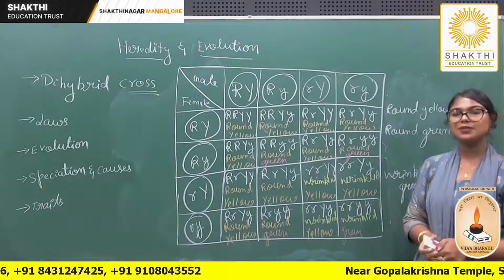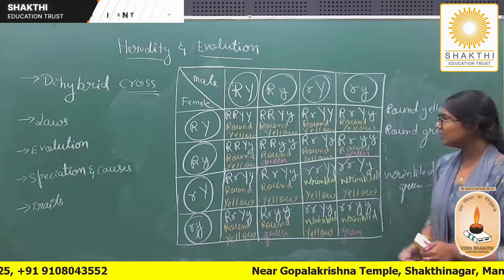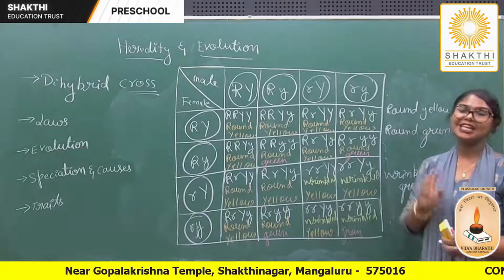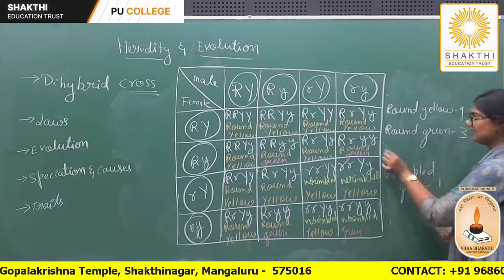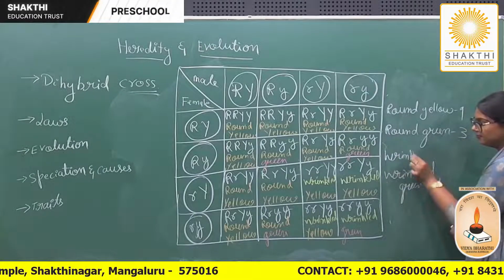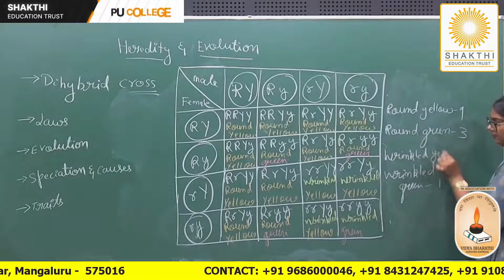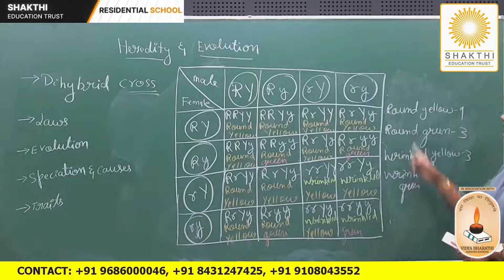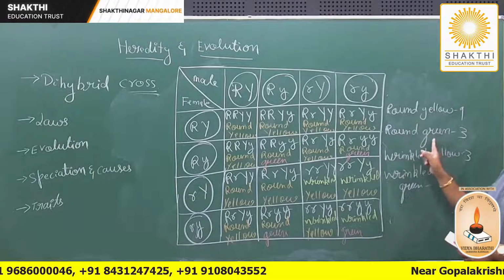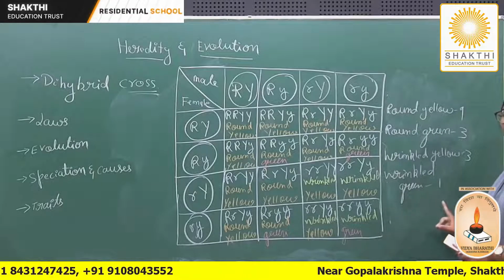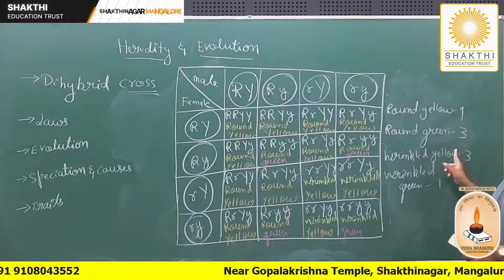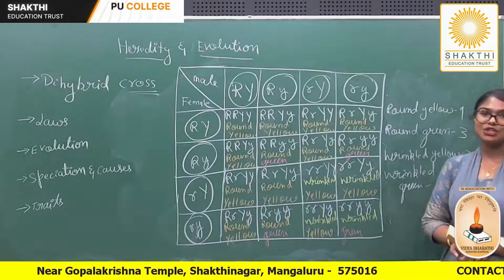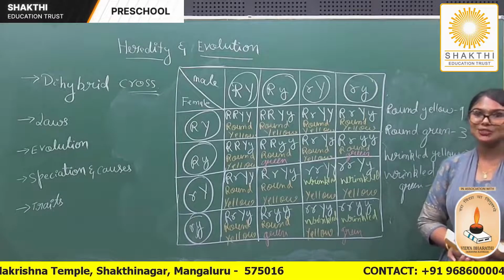Next, we are left with wrinkled yellow. So wrinkled yellow 1 here, 2 and 3. We have 3 wrinkled yellow seeds. So what is the ratio, students? Round yellow is to round green is to wrinkled yellow is to wrinkled green. We have 9:3:3:1. Very, very important, students. The phenotypic ratio is 9:3:3:1.